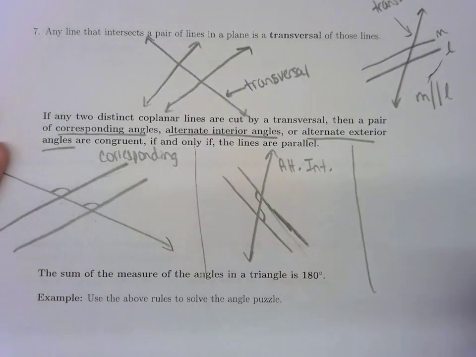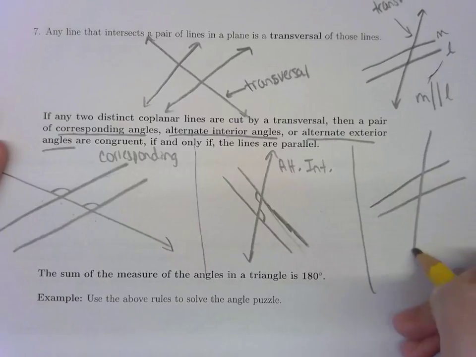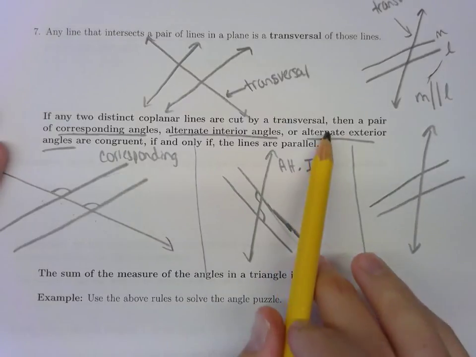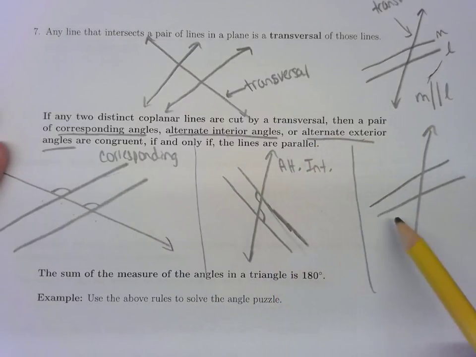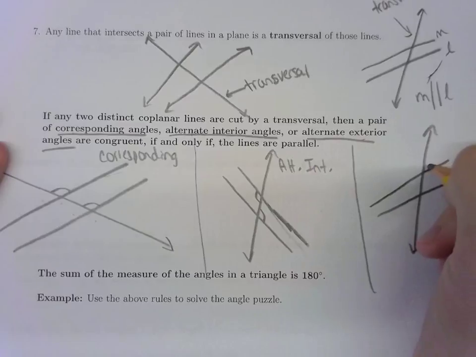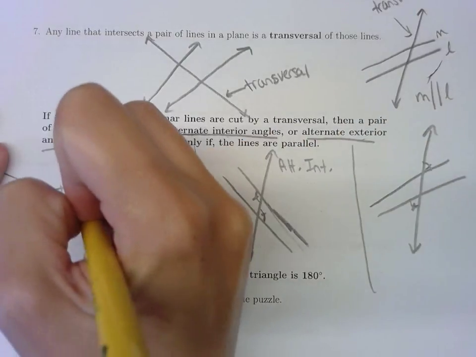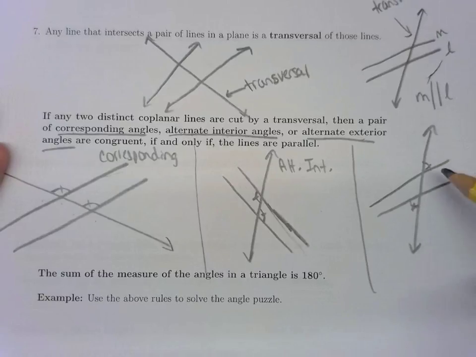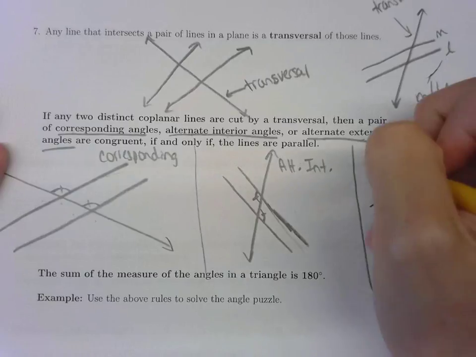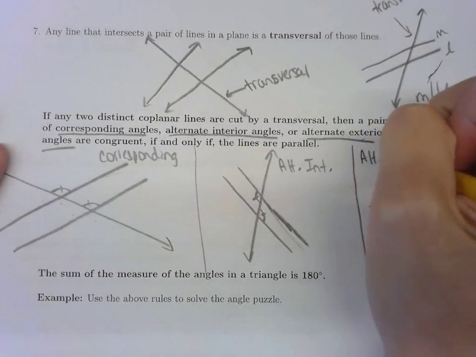Okay, and then the last one, alternate exterior. So again, let's do parallel lines and a transversal. Alternate is opposite, and then exterior is going to be outside of the parallel lines. So this angle and this angle. So opposite of the transversal, this side, which I need to put all of that in. And then outside, so exterior. I could have said this angle and this angle. So this one is alternate exterior.